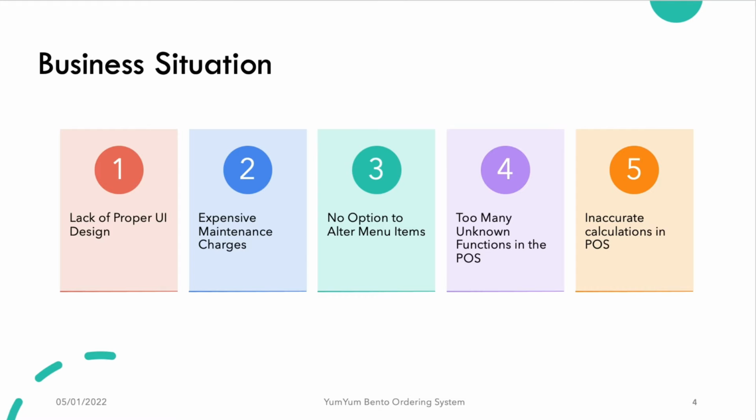In this slide, I'm going to discuss their current business situation. So the current ordering system lacks a proper user interface design, making it difficult to use. Incorrect calculation results in totals in the system that differ from their printed receipts. Lots of unknown buttons and functions in their current system. And the current system does not have useful features like item discount, total order discount, and bill splitting.